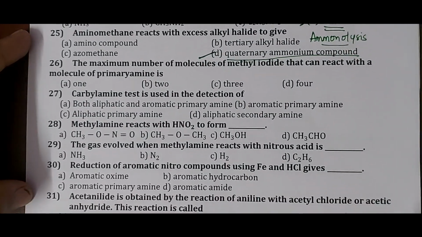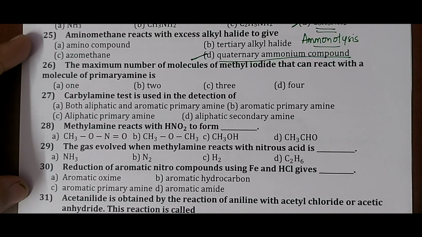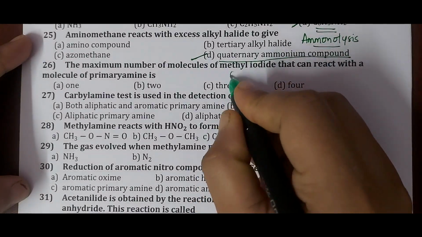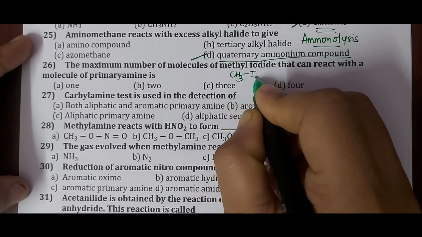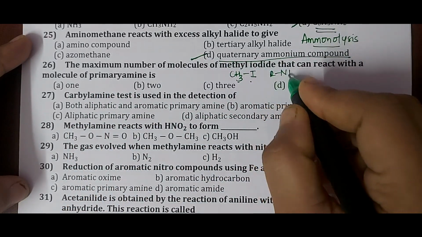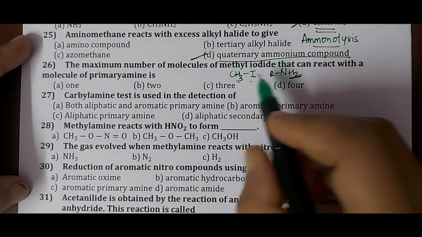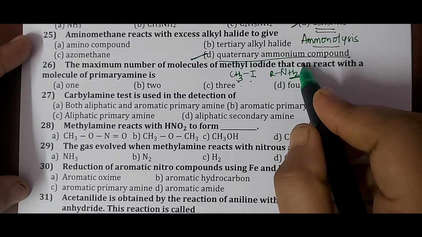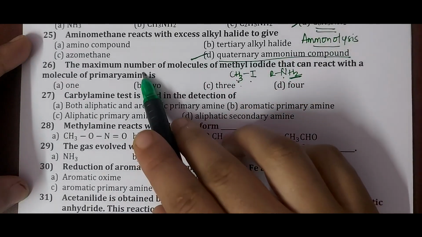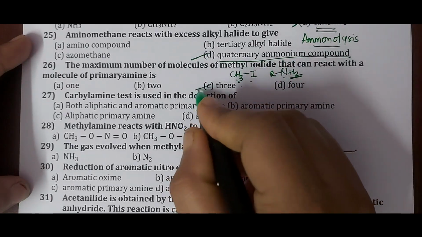Next we'll go with question number 26. The maximum number of molecules of methyl iodide that can react with a molecule of primary amine is... Maximum number of molecules of methyl iodide, that is CH3I alkyl halide, with the primary amine. So we have primary amine, meaning RNH2 and a lone pair of electrons. So both the hydrogen atoms can be replaced by an alkyl group and the lone pair would be donated and form a quaternary salt. So the maximum number of molecules of methyl iodide required would be 3. So the correct answer is option C.